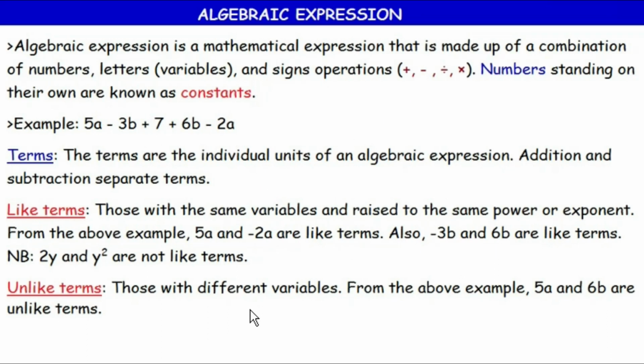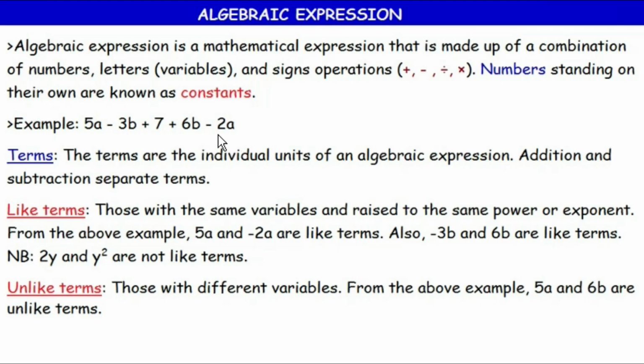So what is an algebraic expression? An algebraic expression is basically a mathematical expression made up of a combination of numbers, letters, and the basic operations. So the addition, the subtraction, the division, and multiplication. A typical example of an algebraic expression is 5a minus 3b plus 7 plus 6b minus 2a.